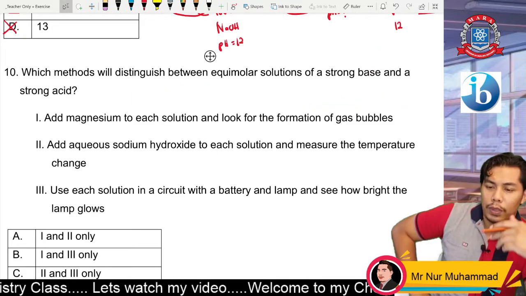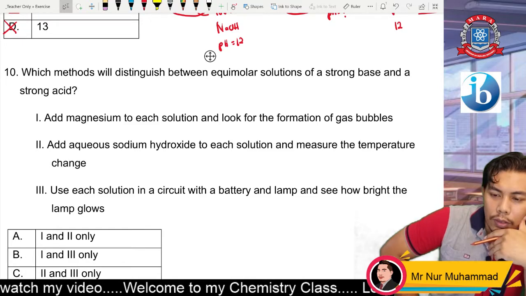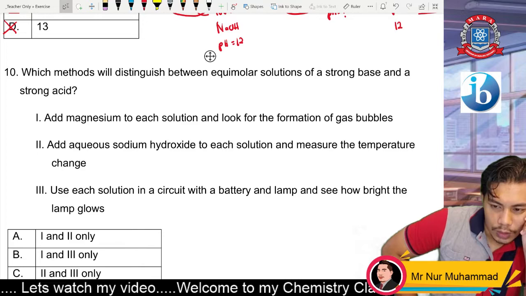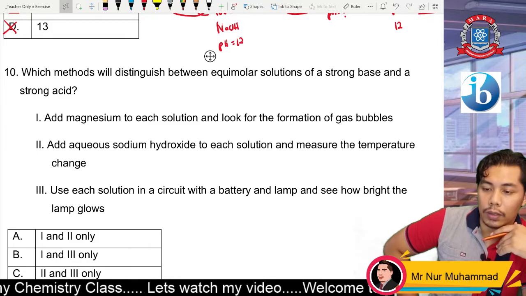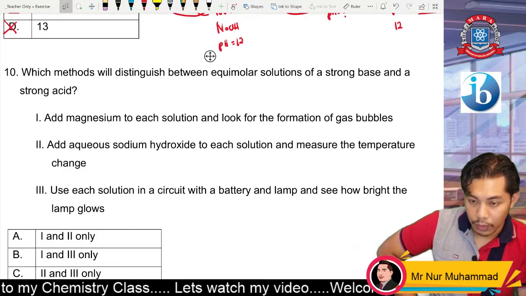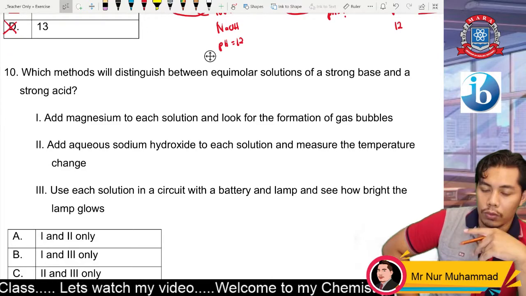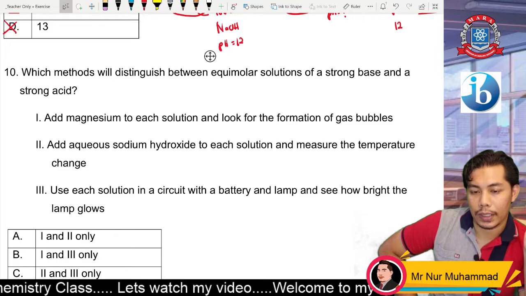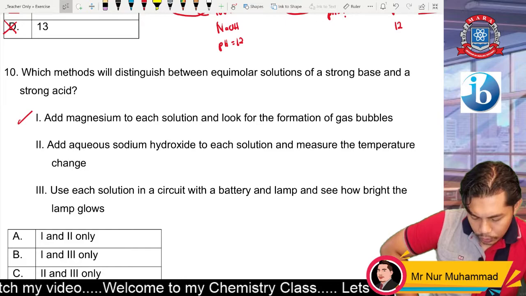Which method will distinguish between equivalent solutions of a strong base and a strong acid? How do we identify which is a strong base or a strong acid? Let's say I have a strong acid and a strong base. How can we observe this based on experiments? When we add magnesium to each solution and look for the formation of gas bubbles. Because acid can react with metal, and we can observe the bubbles of gas. Then add aqueous sodium hydroxide to each solution and measure the temperature change.